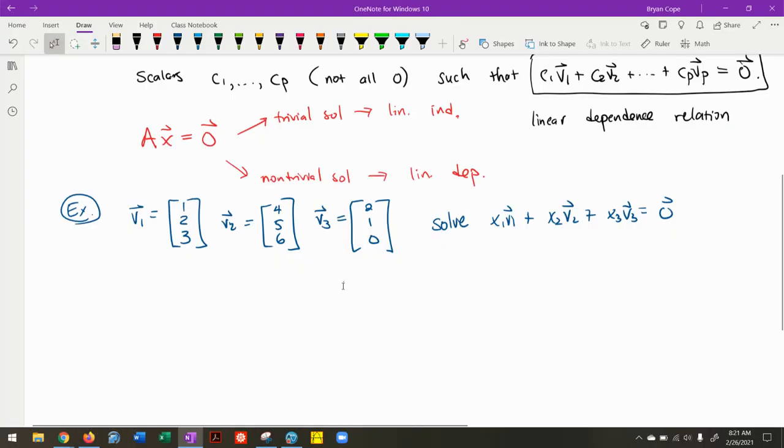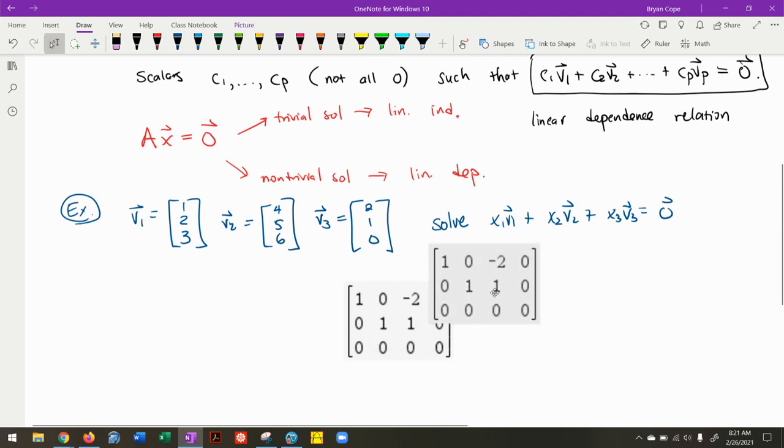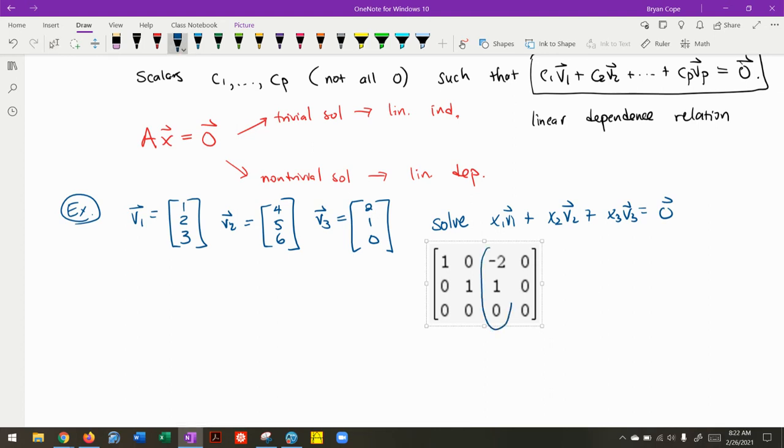The first thing to observe here is that we definitely do not have a pivot in every column. We do have a free variable. x3 is a free variable. Therefore, right away, our answer to the question of is it linearly independent is no. This is a linearly dependent set, just by the existence of a free variable.